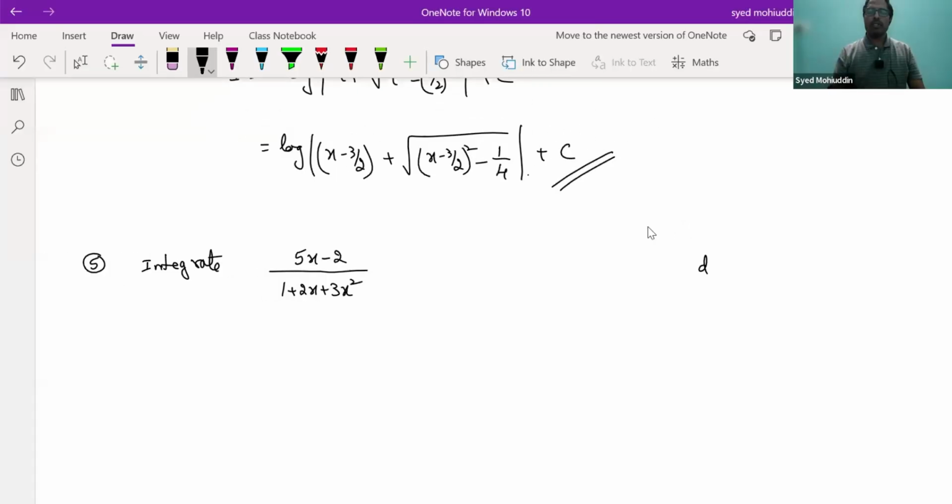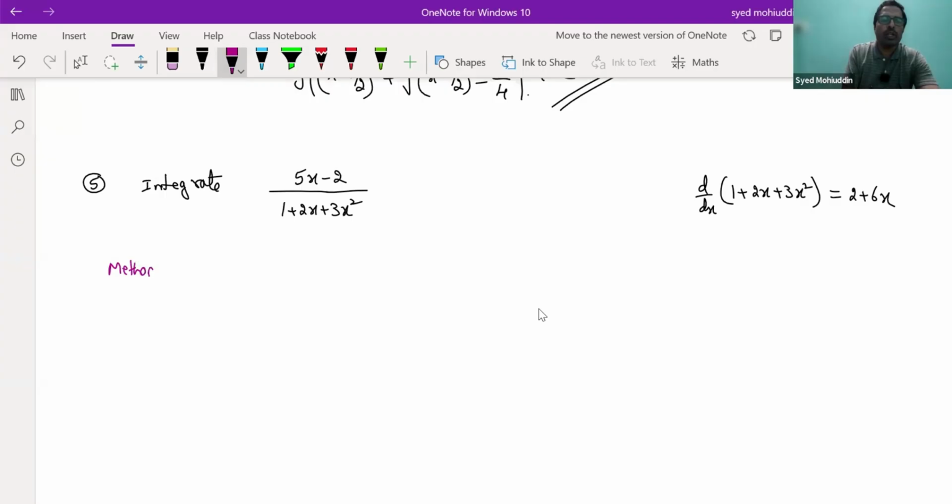We know d by dx of 1 plus 2x plus 3x square. So this is 0, this is 2, plus you're getting 6x. So this 2 plus 6x has to come in the numerator. That is the method to solve this type of problem.